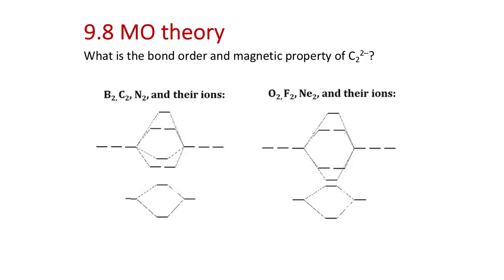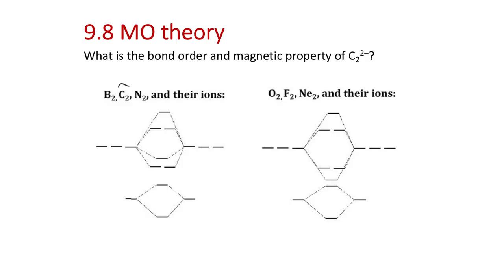Now, the key would be we need to use the proper diagram for C2 and its ions, so that's the diagram on the left side. We use the diagram on the right side for O2, F2, Ne2, and any ions of those particular combinations of atoms. And then we have to think a little bit about what this diagram is showing us.